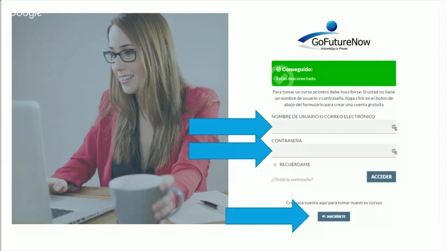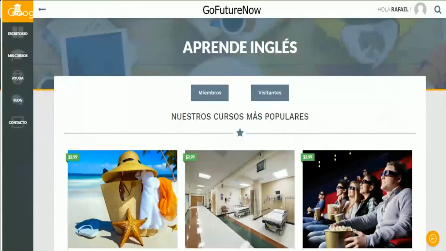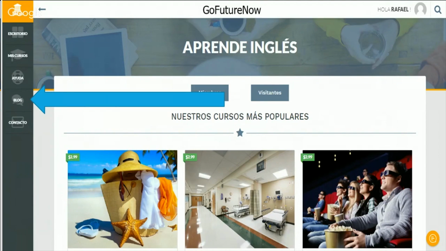Okay, so they can go in there, they can sign up, and they can be with us. Once you sign in, you're going to see a lot of different things. This is what I want everybody to do. I'm going to give everybody more homework. I'm going to give you something else to do. I want everybody to go to the blog.